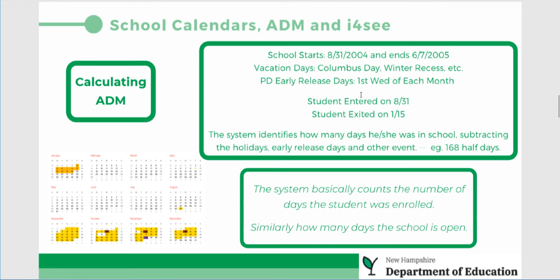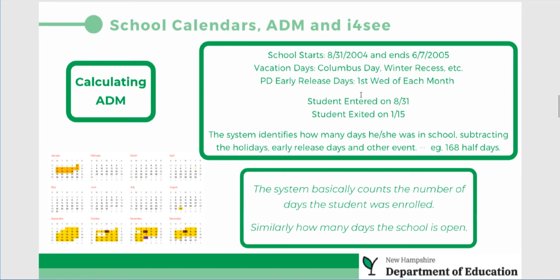So you might tell us that there's a vacation day for this period of time, that there's no school on Columbus Day, there's a winter recess, there's an early PD release day. And as long as you tell us what days those are throughout the year, then we'll know if a student entered on 8/31 and they exited on 1/15, we'll be able to determine that he or she was in school, in this example in 2004, for 168 half days.